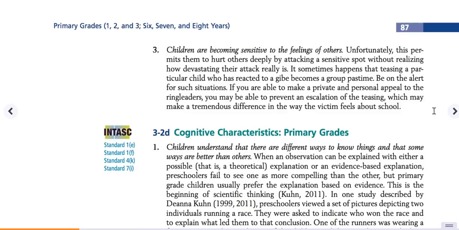Children are becoming sensitive to the feelings of others. Unfortunately, this permits them to hurt others deeply by attacking a sensitive spot without realizing how devastating their attack really is. It sometimes happens that teasing a particular child who has reacted to a jibe becomes a group pastime. But be on the alert for such situations.